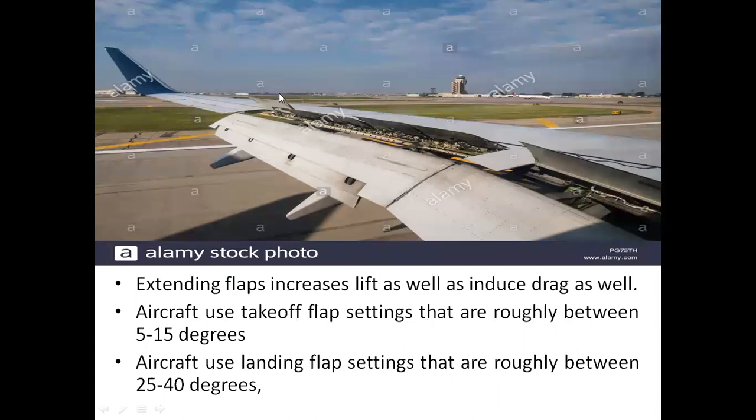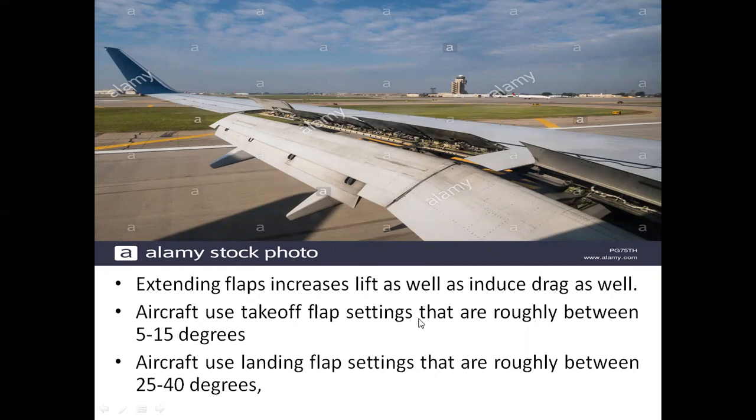Some more points on the flap. This is again the flap of a transport category aircraft. Now we'll go for some more important points of a flap: extending the flap increases lift as well as induced drag. Now, if the flap gets extended, it will increase lift. Yes, it will increase the camber area. Definitely, it will increase the lift, but at the cost of more induced drag.